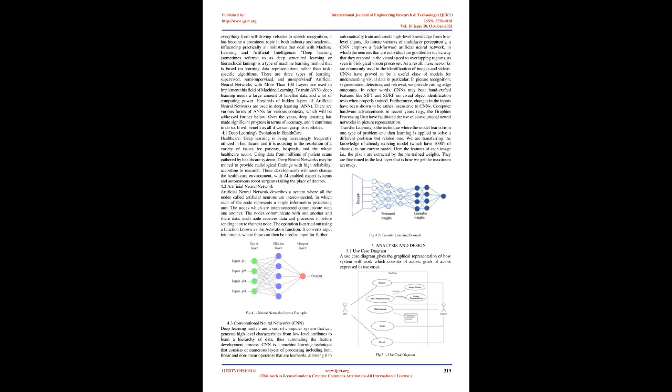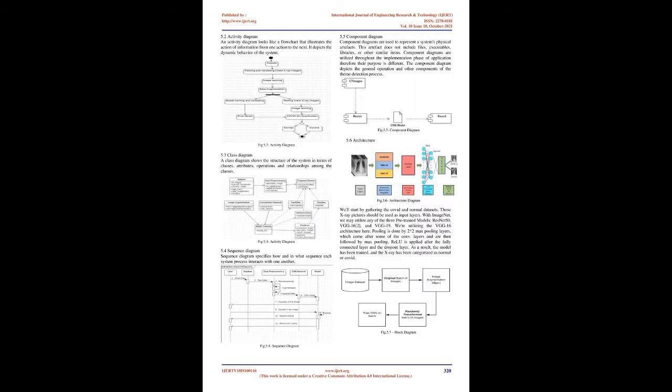To train ANNs, deep learning needs a large amount of labeled data and a lot of computing power. Hundreds of hidden layers of artificial neural networks are used in deep learning. There are various forms of ANNs for various contexts, which will be addressed further below. Over the years, deep learning has made significant progress in terms of accuracy, and it continues to do so. It will benefit us all if we can grasp its subtleties.